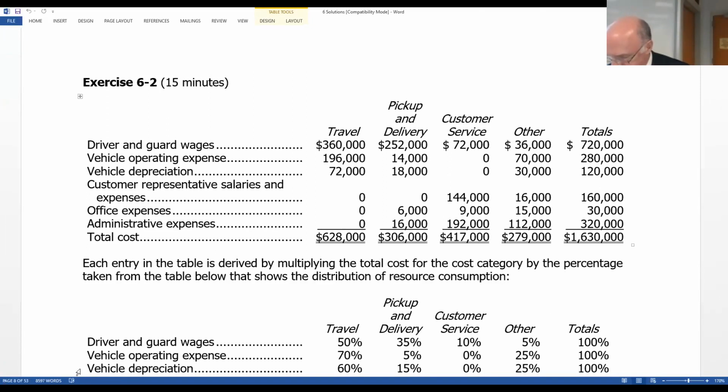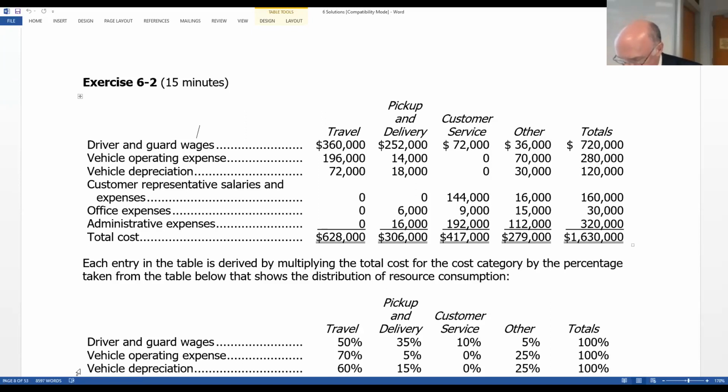Secura Corp operates a fleet of armored cars that make scheduled pickups and deliveries in the Los Angeles area. The company is implementing an activity-based costing system that has 4 activity cost pools: travel, pickup and delivery, customer service, and other. The activity measures are miles for the travel cost pool, number of pickups and deliveries for the pickup and delivery cost pool, and number of customers for the customer service cost pool. The other cost pool has no activity measures because it is an organization sustaining activity, so we don't allocate that.